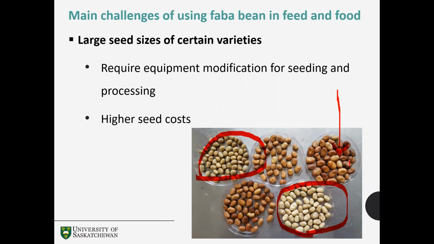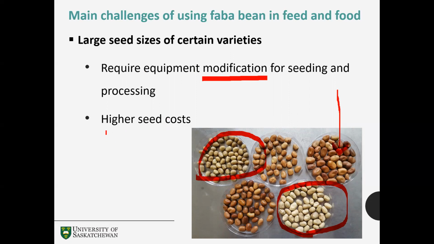So if we want to use the equipment commonly used for the seeding and also processing of field pea, when we try to use the same equipment for the faba bean seed with the largest size, we need to do some modification. Which means there will be some extra efforts when we try to plant the faba bean with the largest seed size.